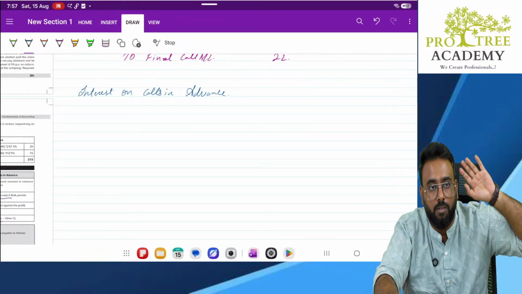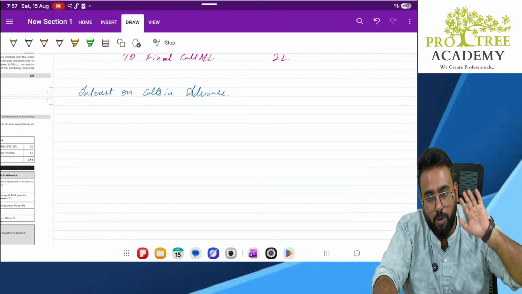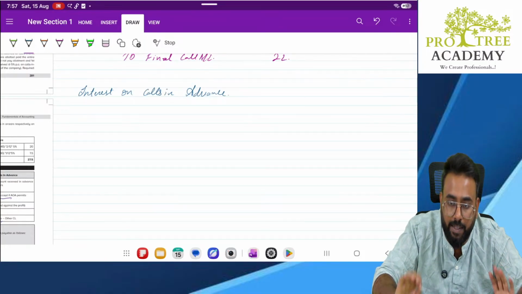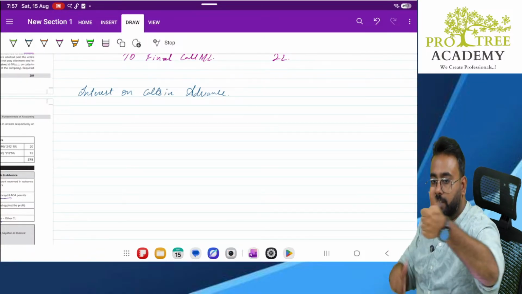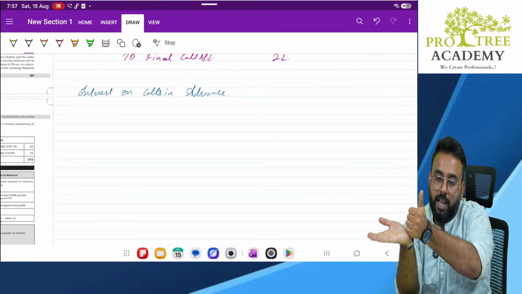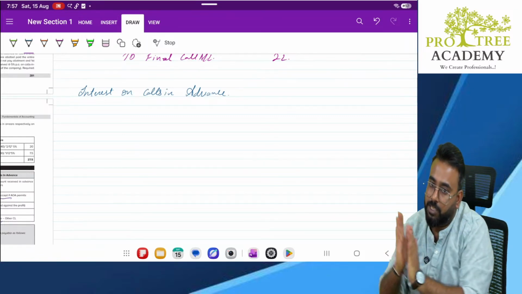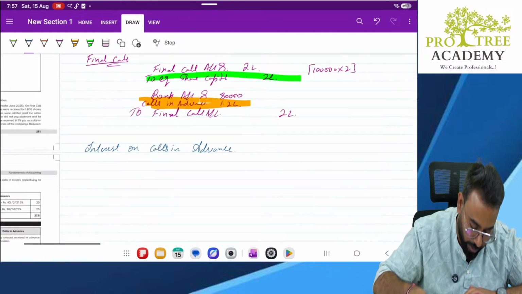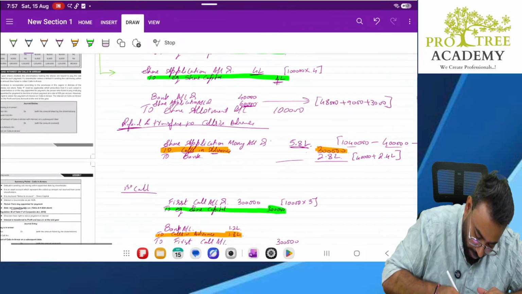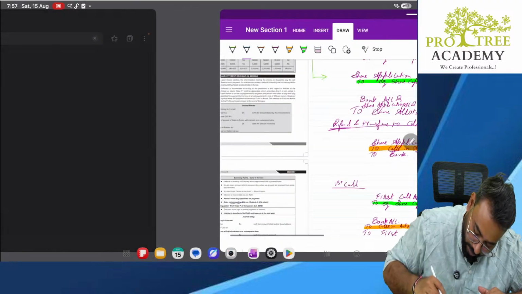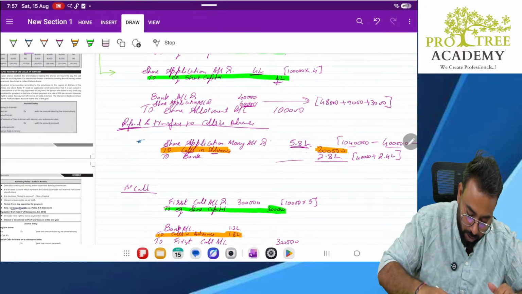How much? See, interest will be paid on calls in advance balance. Correct. So we received excess money in application. That money was adjusted against allotment. After allotment, whatever is remaining is transferred to calls in advance. Right? Yes, sir. Okay. So first, when did our calls in advance happen? Here is the first time we transferred it to calls in advance.